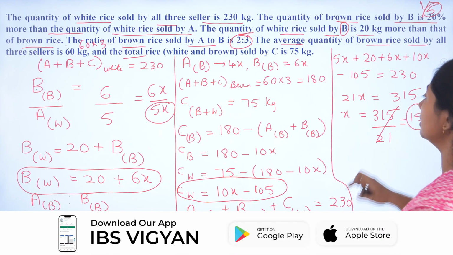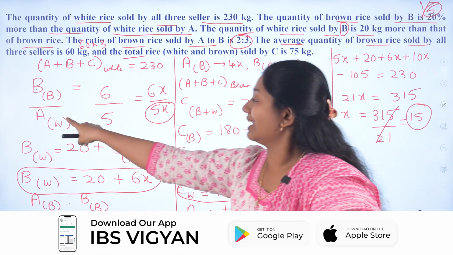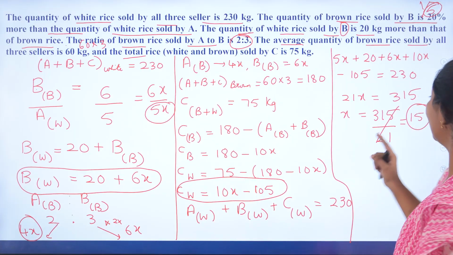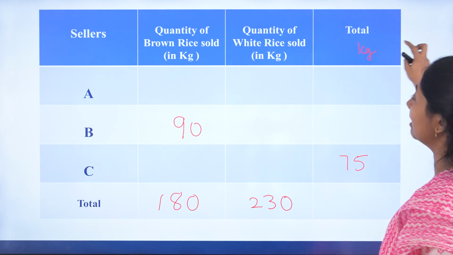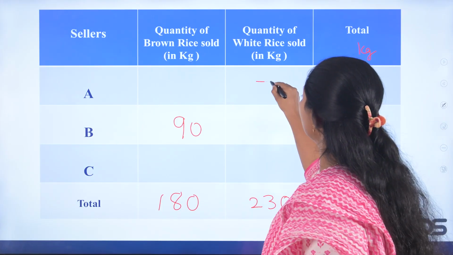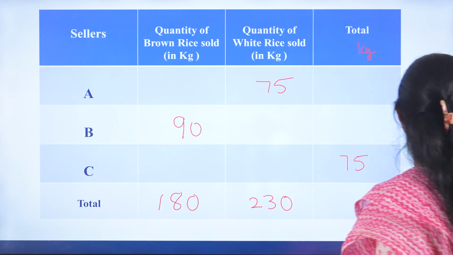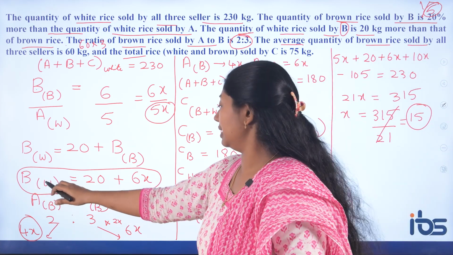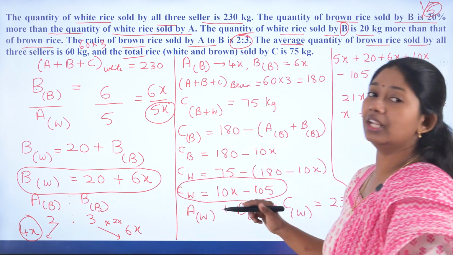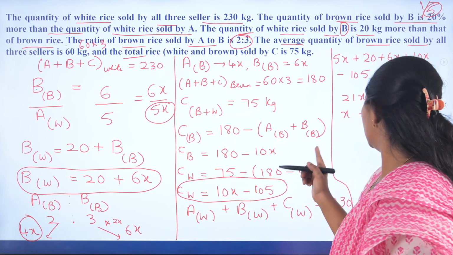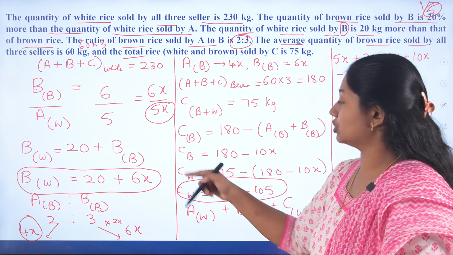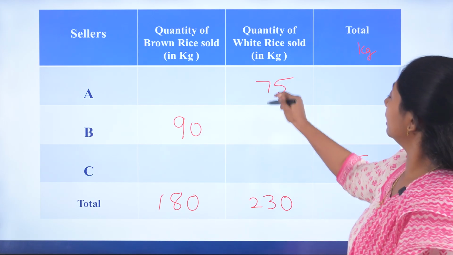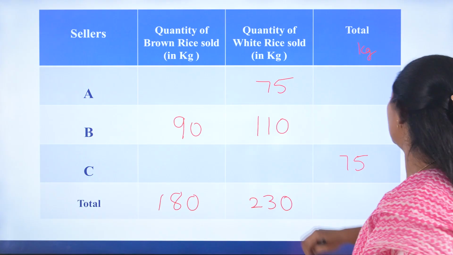Next, A seller's white is 15 into 5, that is 75. Next, B white rice. B white rice is 15 into 6, that is 90, plus 20, that is 110. So BW, B's white rice, is 110.